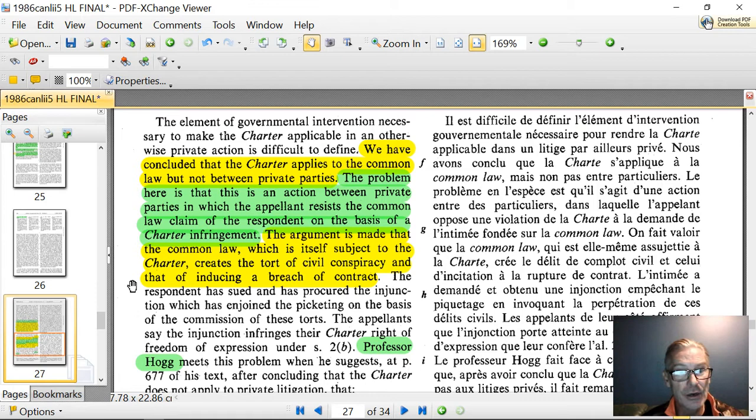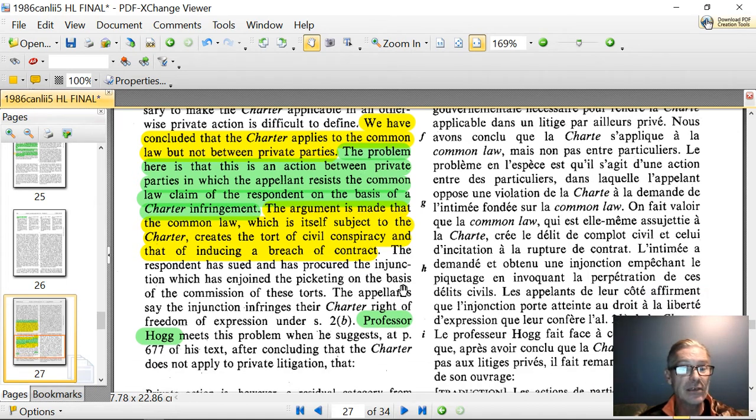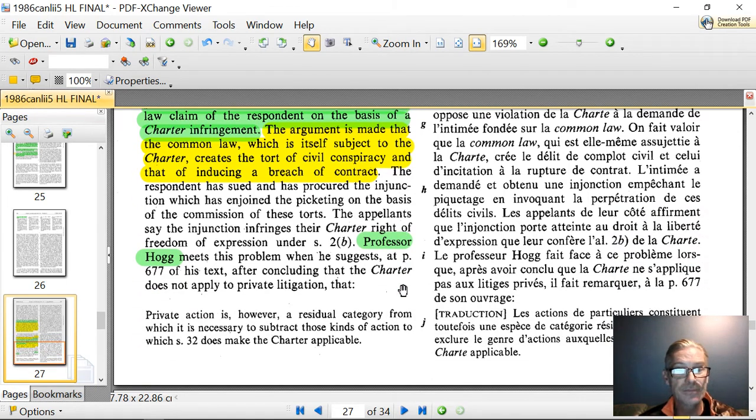The problem here is that an action between private parties in which the appellant resists the common law claim of the respondent on the basis of a charter infringement. The argument is made that the common law, which itself, subject to the charter, creates the tort of civil conspiracy and that of inducing a breach of contract.